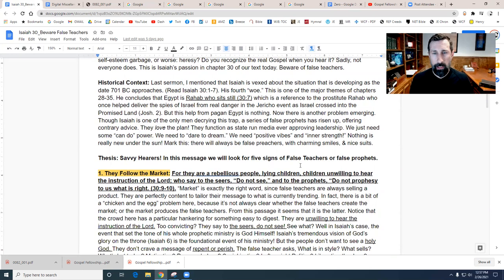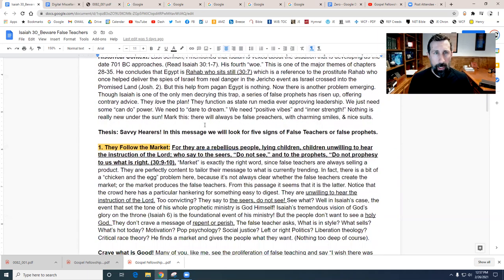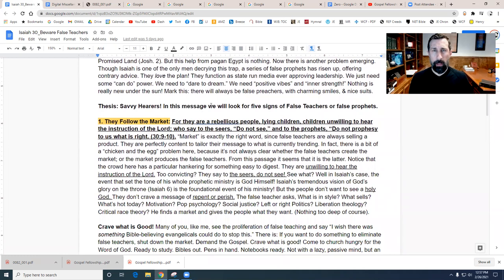And we're going to specifically be looking for five signs of false teachers or false prophets in this text from Isaiah chapter 30. All right. At this point, I'm going to go into what I would call my main points.